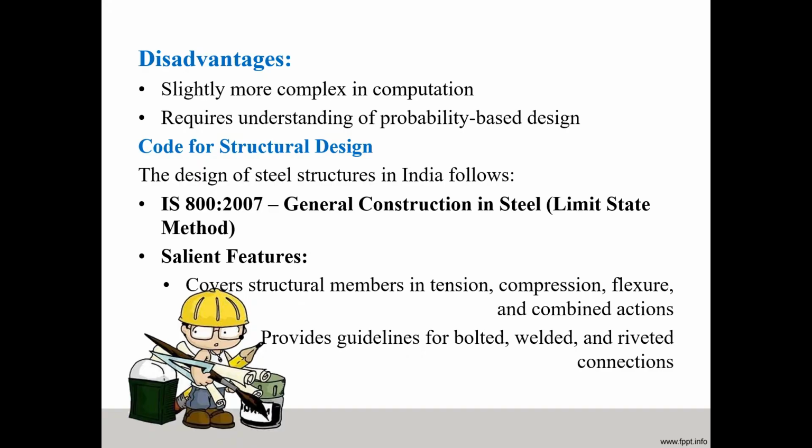Then codes for structural design. The main code that is used for structural design in India is IS 800 2007, General Construction in Steel, that is limit state method. The main salient features of this IS 800 2007 are: cover structural members in tension, compression, flexure and combined actions, provide guidelines for bolted, welded and riveted connections.